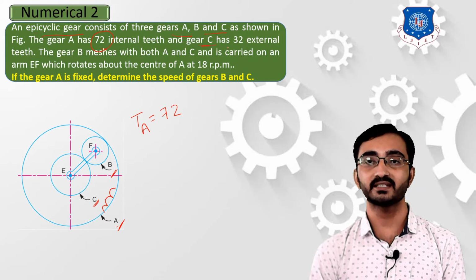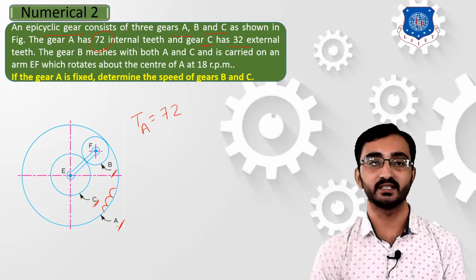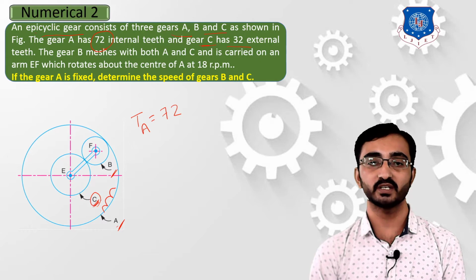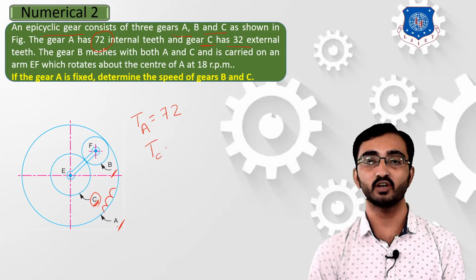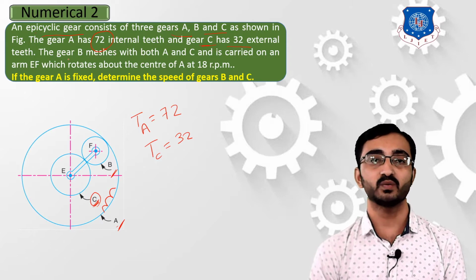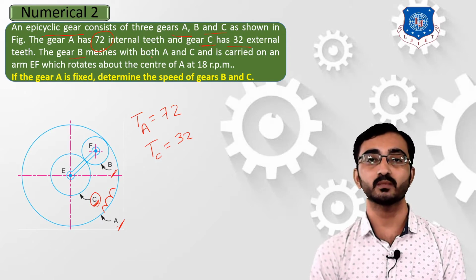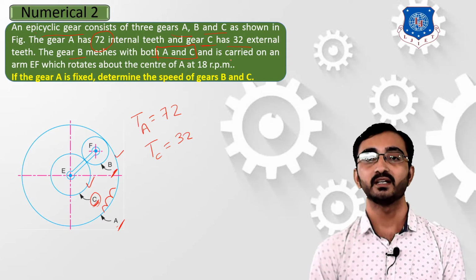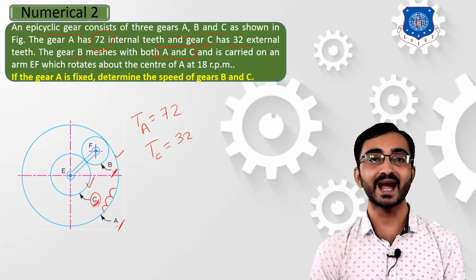Now the second data: gear C has 32 external teeth. So the number of teeth of gear C is equal to 32. Next, gear B meshes with both gear A and C. So we can identify that gear B is meshing with both gears, that is C and gear A, and it is carried on an arm EF. So the next one is your arm.